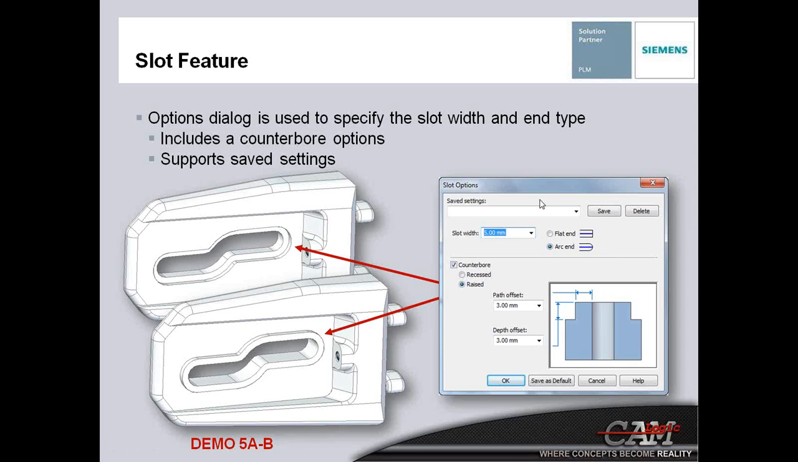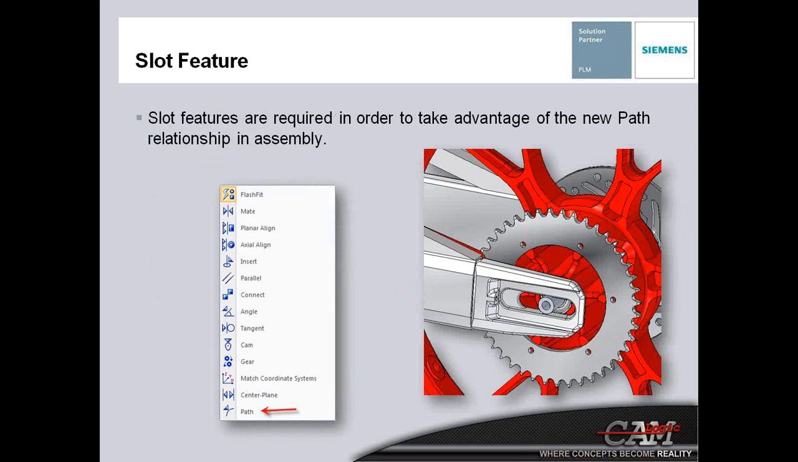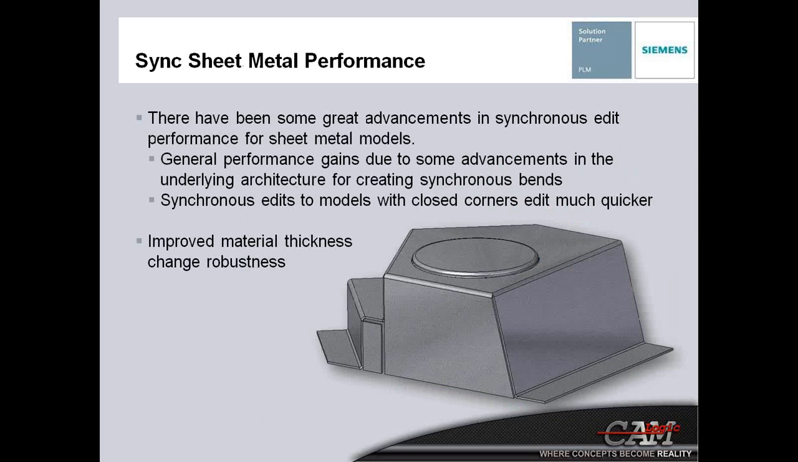Alrighty, well, let's keep moving along. Another thing to mention about the slot feature is that they have added a relationship in the assembly environment. It's the path relationship, and that relationship has been added to take advantage of the slot feature. And I just want to let everyone know that it does reside in the assembly environment.